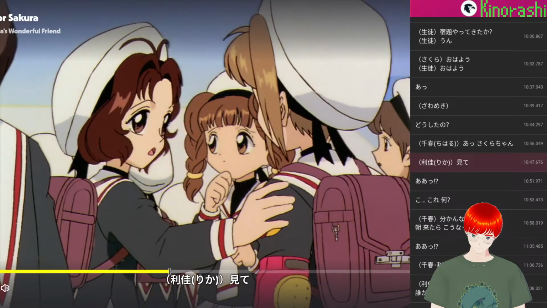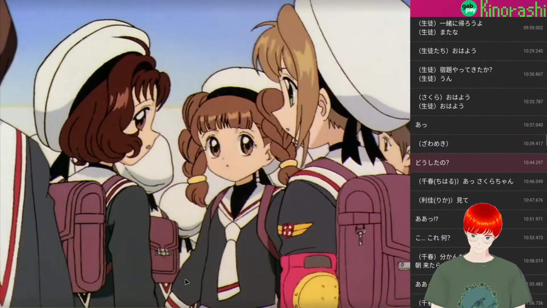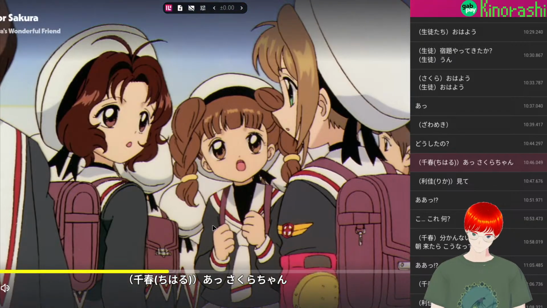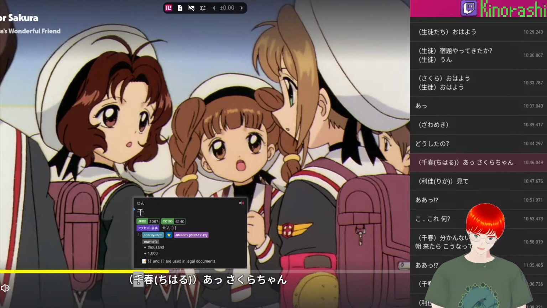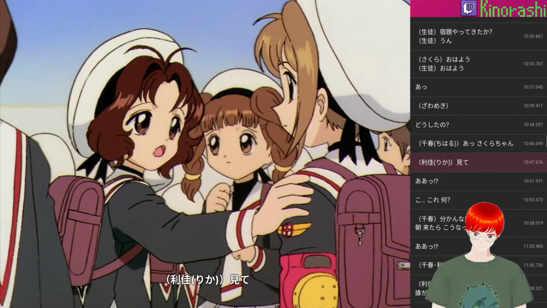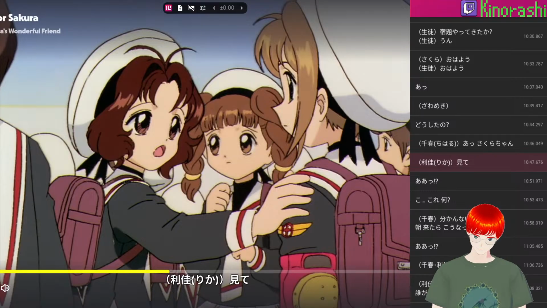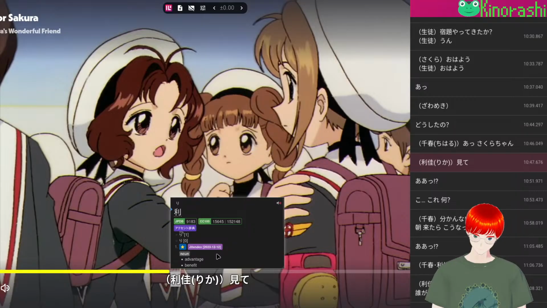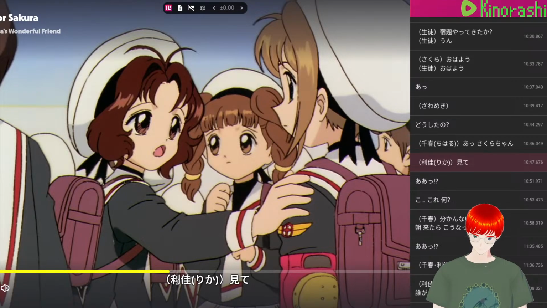Let's see their names. どうしたの？あ、Chiharu. So kanji used in sen and then spring, so Chiharu. さくらちゃん、見て。Rika, kanji used in beautiful, good, excellent, and advantage, benefit, profit. So advantage and beautiful, Rika. Okay, so mite.